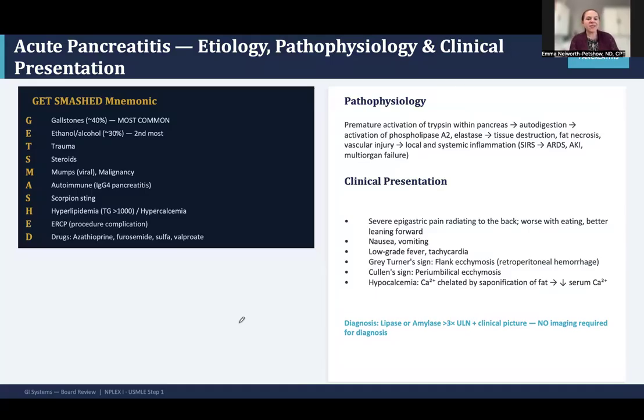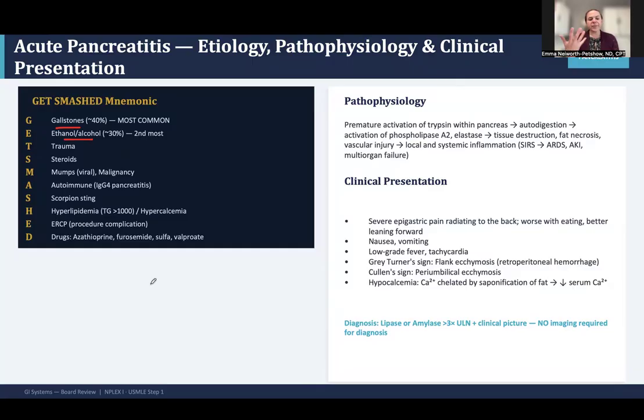For acute pancreatitis, we have a mnemonic, GET SMASHED, to help us remember things. Most common, actually, we don't think about this as most common, but most common is gallstones for an etiology, then alcohol. Then you have others. Trauma, steroids, mumps, malignancy, autoimmune. This is IgG4, scorpion sting, hyperlipidemia, hypercalcemia, ERCP, which is a complication, an iatrogenic complication, and then certain drugs.